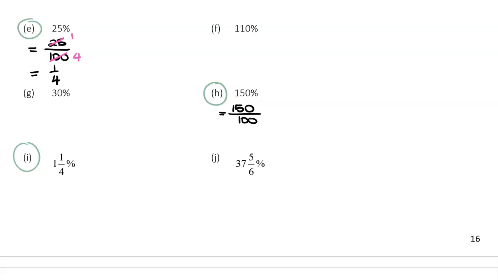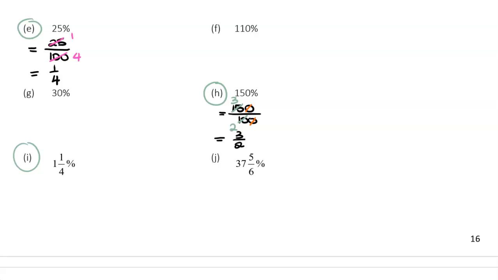Now let's simplify this down. I see 10 goes into both, so I could cancel off a 0. And looking at what we have left, I reckon 5 goes into the 10 twice, and 5 goes into 15 3 times. So we could write that as 3 over 2. We have converted that successfully to a fraction. Now that's an improper fraction.